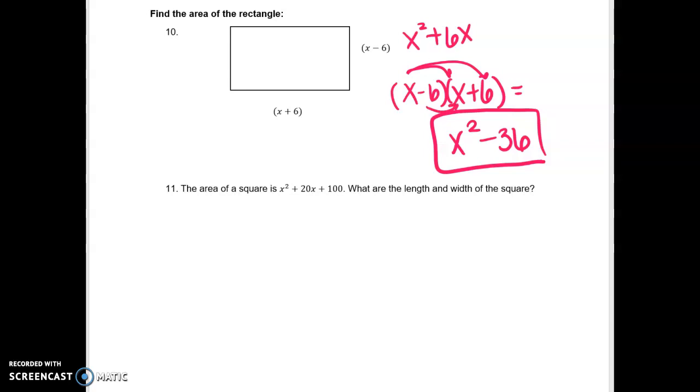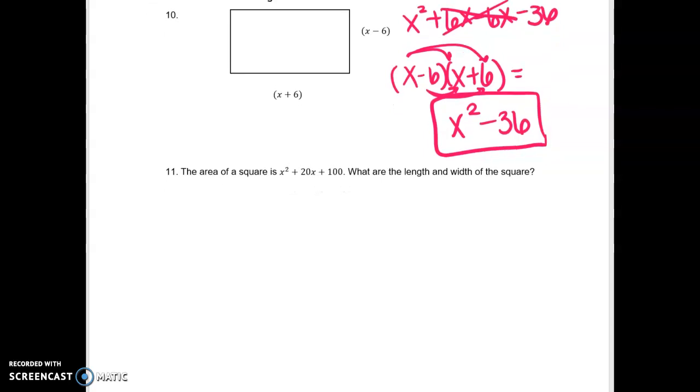Negative 6 times x is minus 6x. And minus 6 times a positive 6 would be minus 36. But since we have a positive 6x minus a 6x in the middle, those cancel out, and we're left with x squared minus 36. So that's the area of the rectangle, and it will be in terms of x, so we can leave it like that. The last question says the area of a square is x squared minus 20x plus 100. What are the length and width of the square?